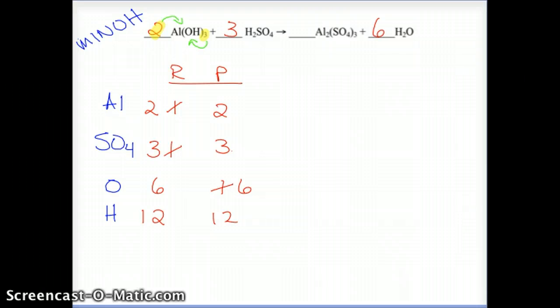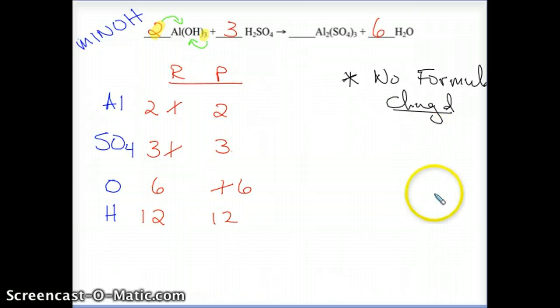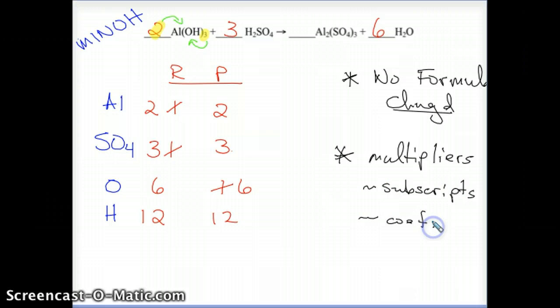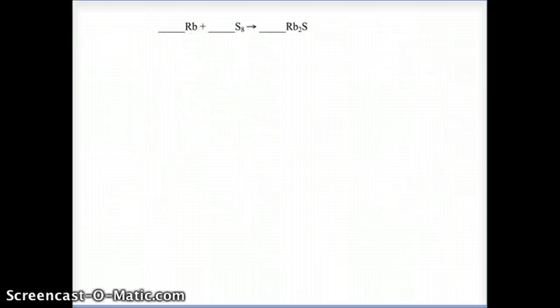Now, a couple of things you should have picked up on as a reminder again. We don't change a formula. Remember the difference between a coefficient and a subscript. So we never change a formula to balance the equation. The second thing to pick up on is the multiplication. We basically had multipliers in terms of the subscripts and in terms of the coefficients. So you want to recognize that when we're balancing equations.